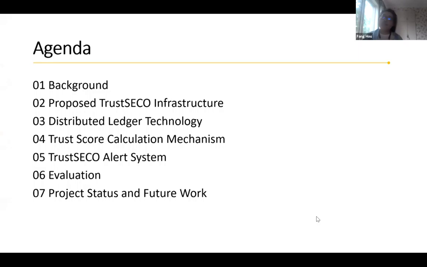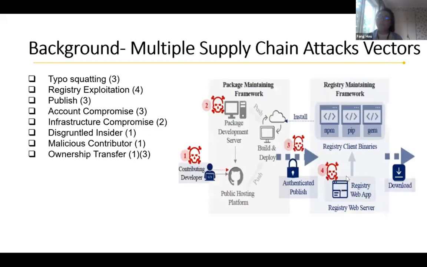This is the agenda. Firstly, I will provide some background on why we have this project. Secondly, I will focus on the TrustSECO infrastructure along with three major components: distributed ledger technology, trust score calculation mechanism, and alert system. After that, I will talk about how we evaluate the infrastructure. And at the end, I will provide some project status and future work.